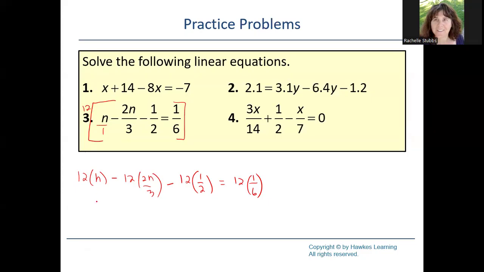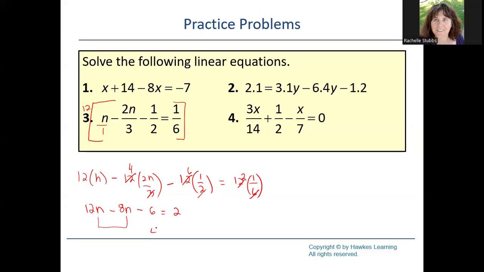Then 12 times n is just 12n. Minus 12 times 2 is 24, but 24 divided by 3 is 8. I could also look at it this way. These can reduce, giving me just 4 times 2. These are going to reduce, giving me 6 times 1. And don't forget the n there. Minus 6 is equal to, these will reduce, and that's just equal to 2. And notice there's no more fractions. I cleared them. So 12n minus 8n, those combine, don't they?